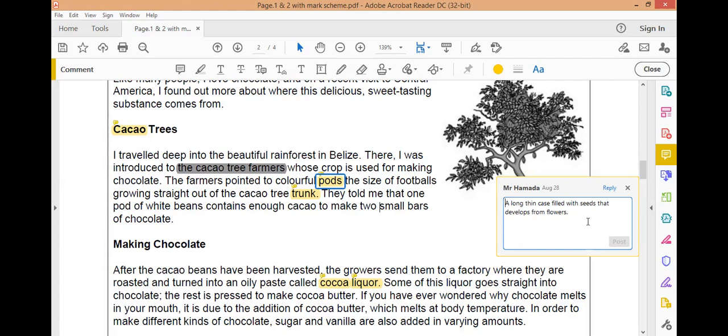Okay. So a long thin case filled with seeds that develops from flowers. This is the meaning of pods. You can write the meaning, please. Write the meaning of this word. Pods? Okay. Yes, pods. A long thin case filled with seeds that develops from flowers.